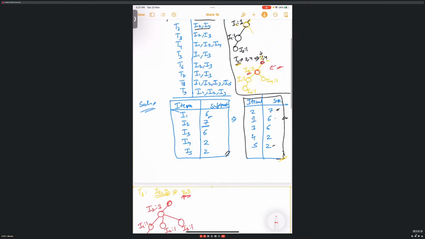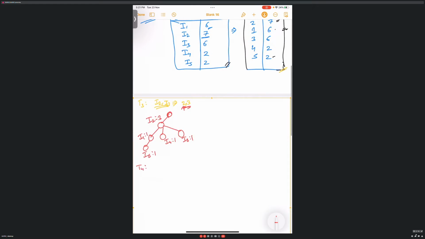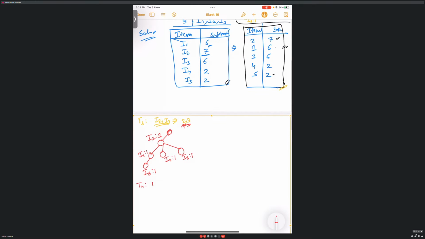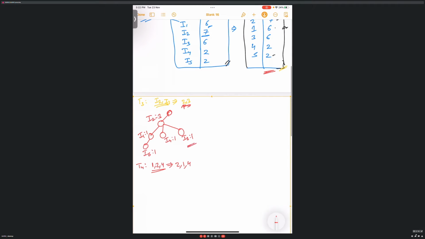T4 says 1, 2, 4. Okay. 1, 2, 4. Now arrange it according to this table. First 2 will come, then 1 will come, and then 4 will come. Now look into the previous tree. Here, yes, I2 is there. So the count of I2 will be 4.